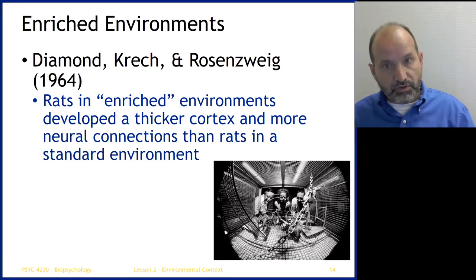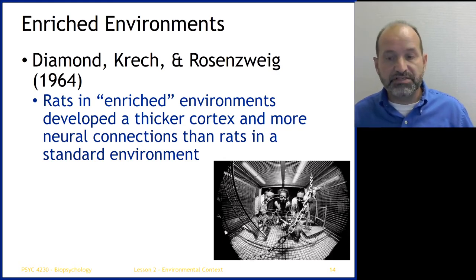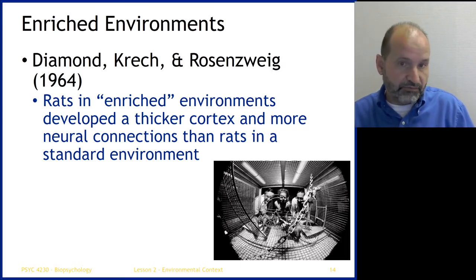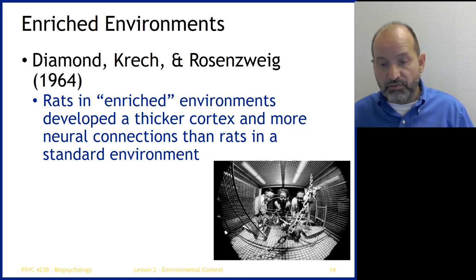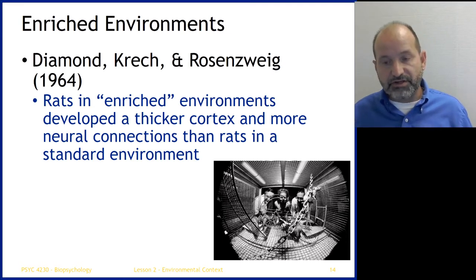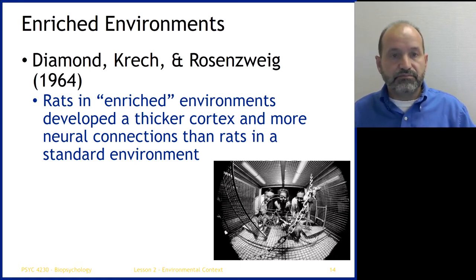Now, it's important to realize that at the time, the conventional wisdom was that the brain developed really early, during the first period of development for any given animal: for humans, during the first year or two, for rats, during the first week or so. And then once an individual reaches adulthood, the brain stops developing. Well, what Diamond and colleagues showed was that's not true.